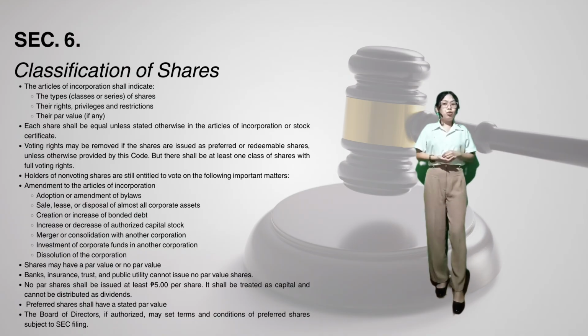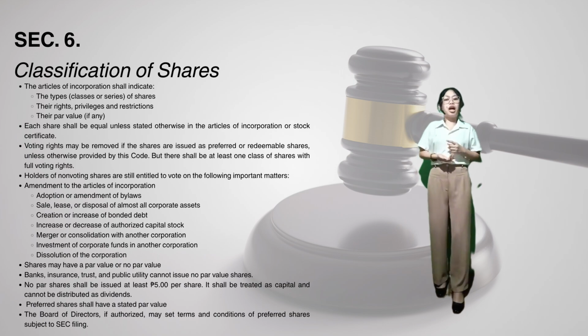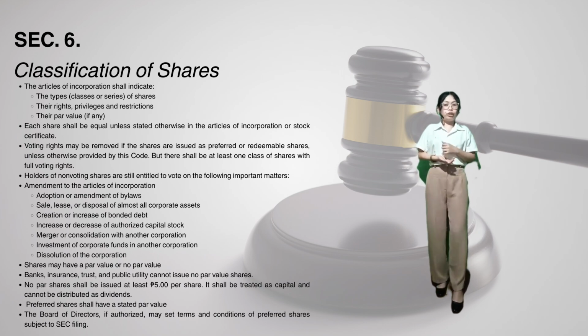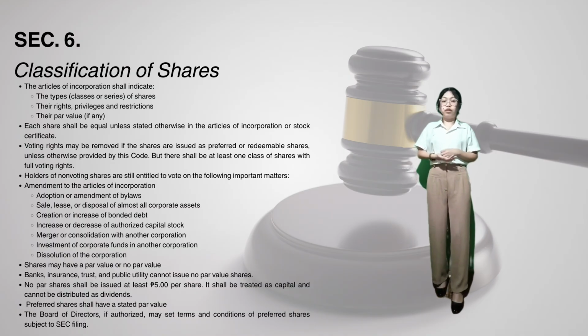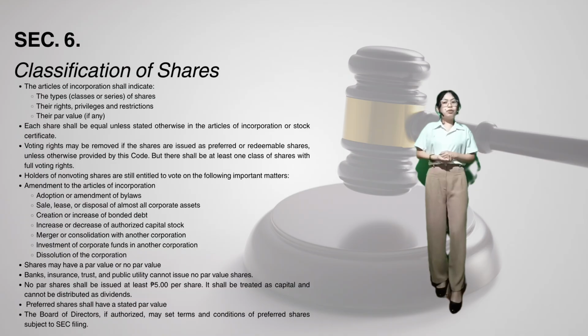Even if someone owns non-voting shares, they will still get to vote on important issues. These issues include changing the articles of incorporation or the bylaws, selling almost all the company's assets, merging with another corporation, increasing the company's capital, investing in another business, or dissolving the corporation. These rules protect all shareholders when big decisions are made.